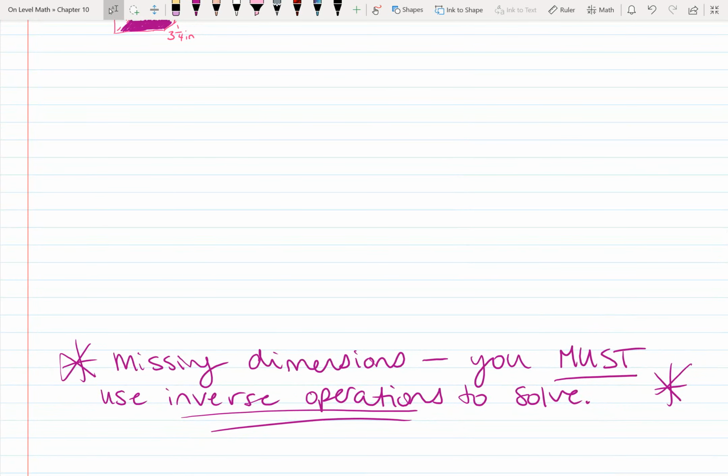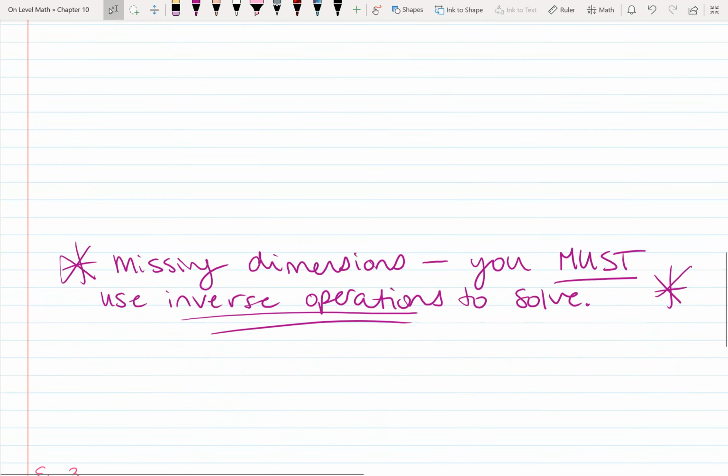Now, missing dimension means we may not have the length, we might not have the width, we might not have the height, but we need to use inverse operations to solve. On our test, my biggest area for improvement is that we are not showing our inverse operations, and it's causing us to lose points.